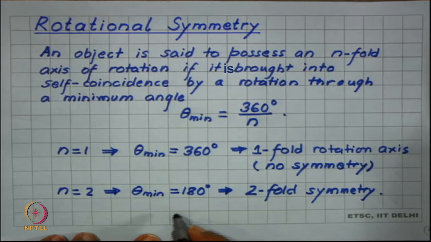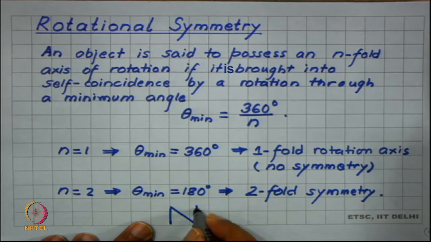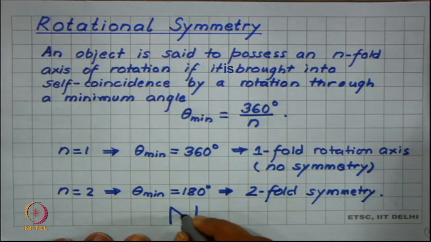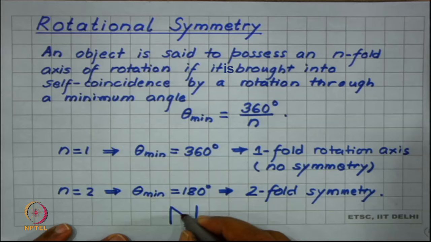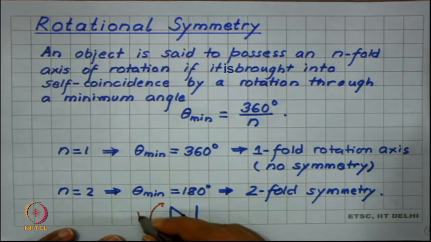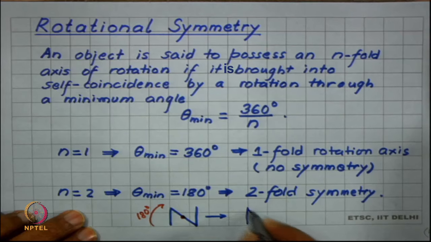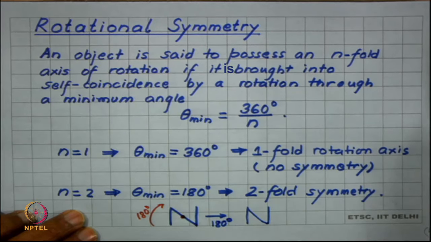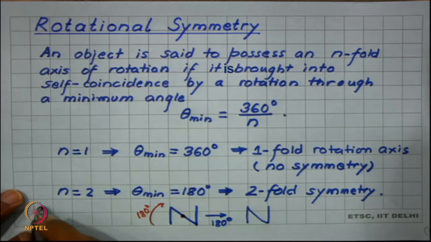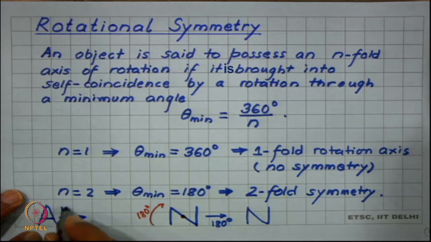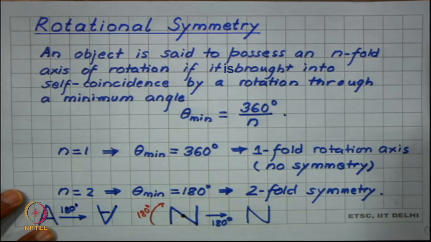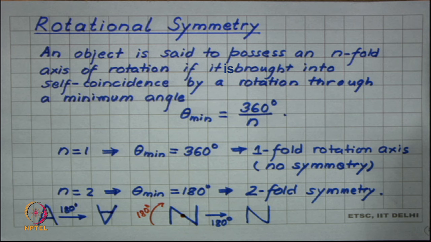Consider, for example, English letter N. Now, if I rotate about this central point by 180 degree, then N will come into self coincidence. It will still appear as N. So it has a twofold symmetry. This will not be true for some other letter, for example A. If I rotate A by 180 degree, I will get upside down A. So A does not possess twofold symmetry, N possesses twofold symmetry.